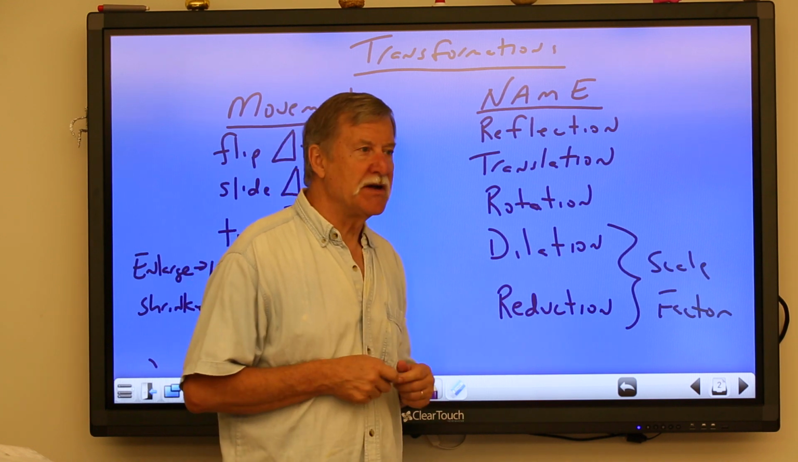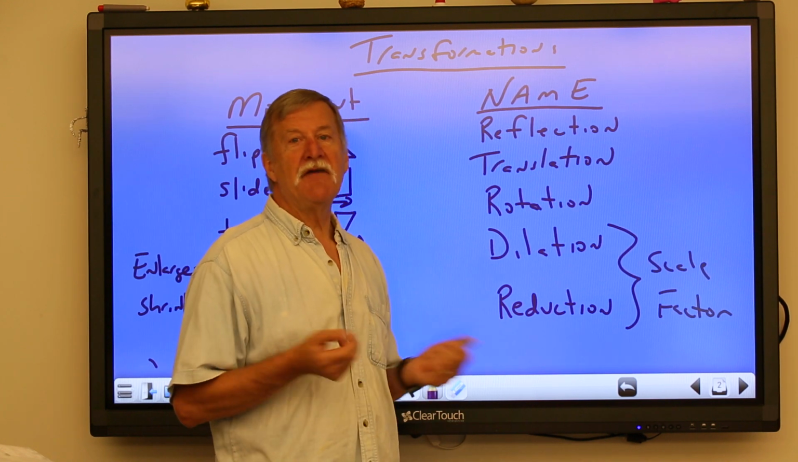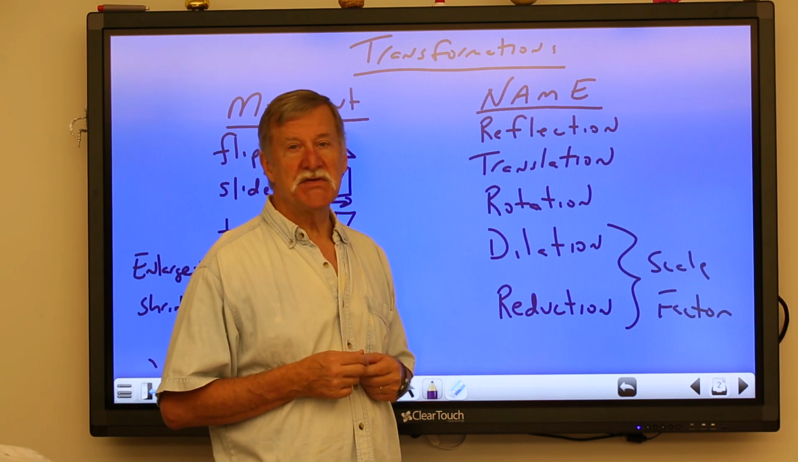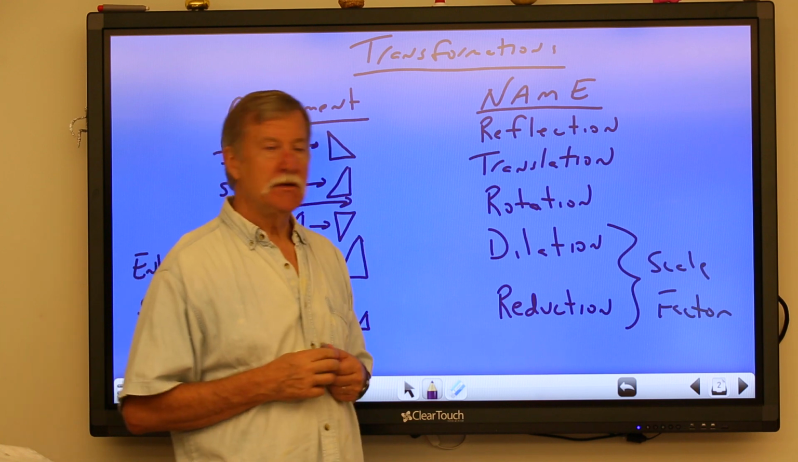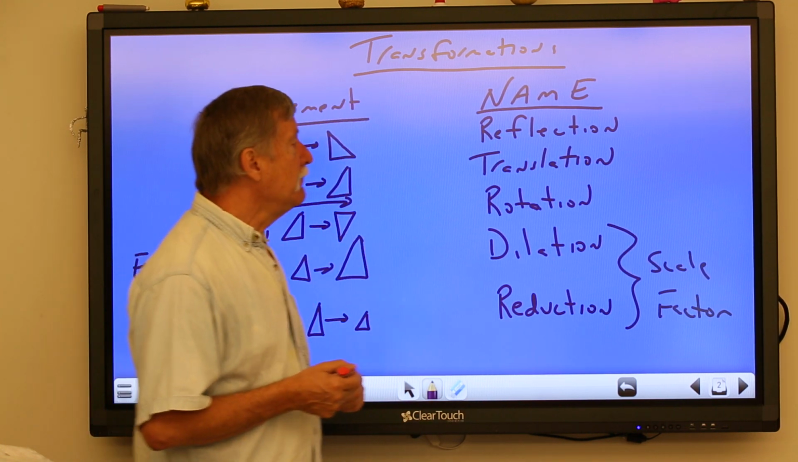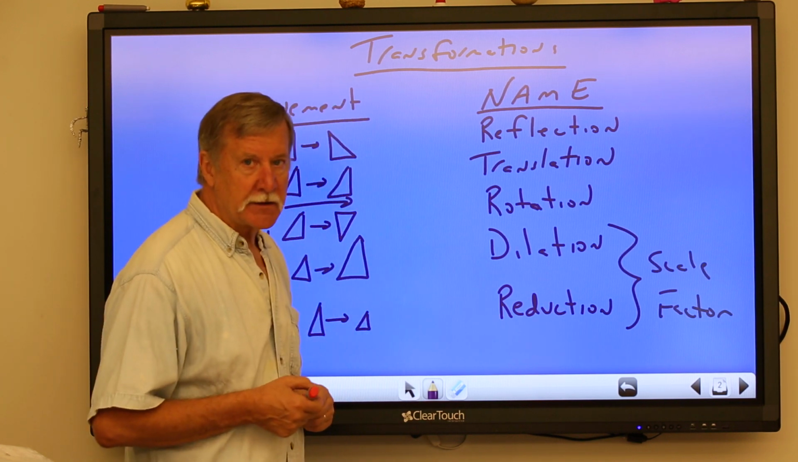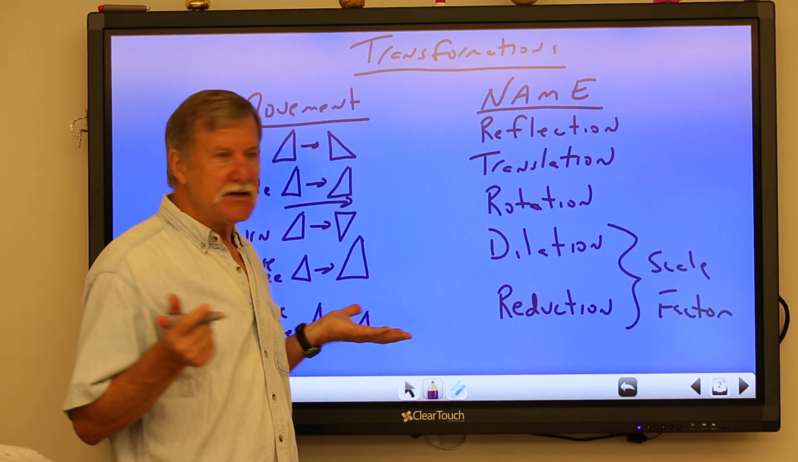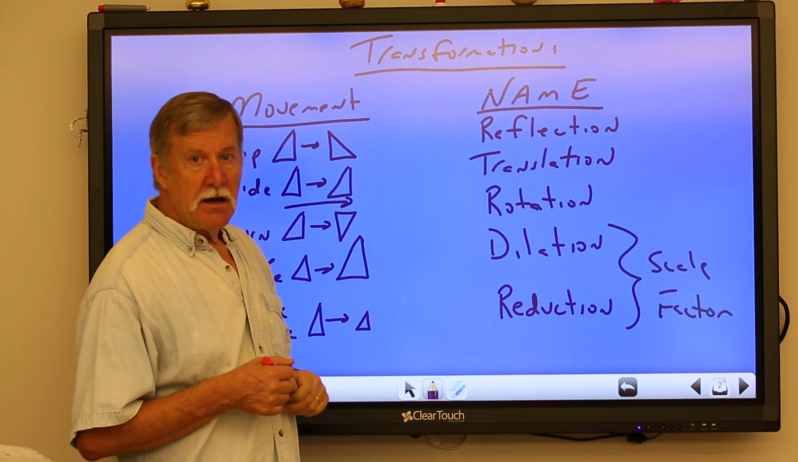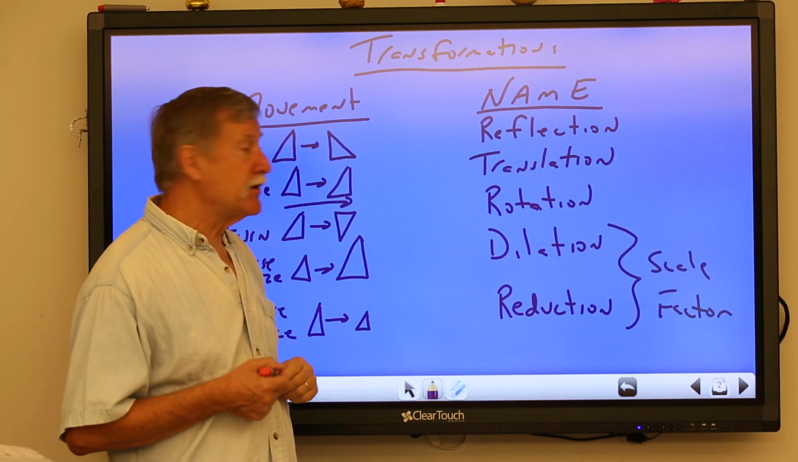So if I want to reduce something by half, I multiply it by a half. All right? If I want to make it twice as big, I multiply by 2. And we'll get into that when we talk about dilation and reduction. But they use something called the scale factor. All right, so let's look at each of these types of problems that you would be asked to do, and show you how to do them.